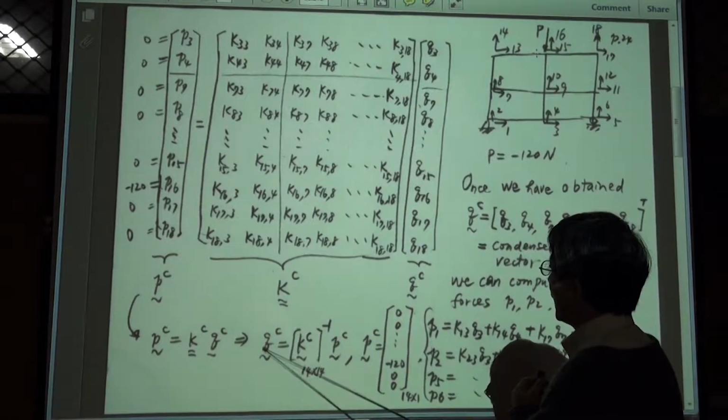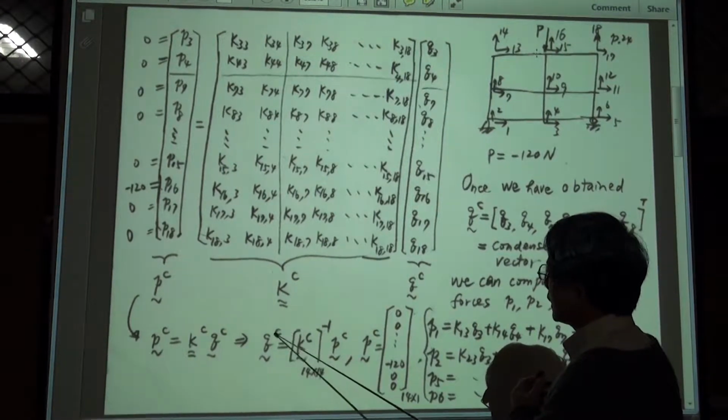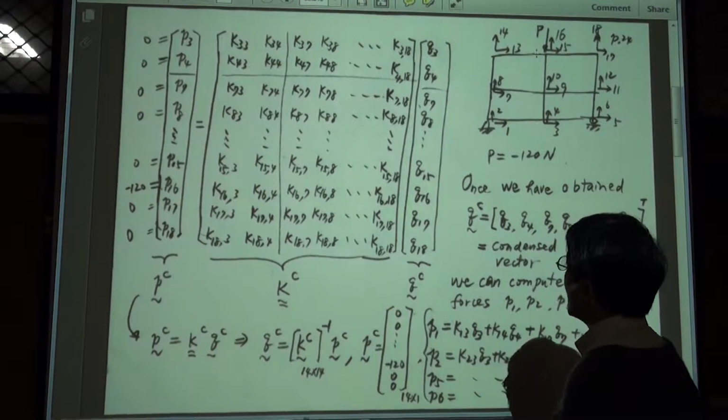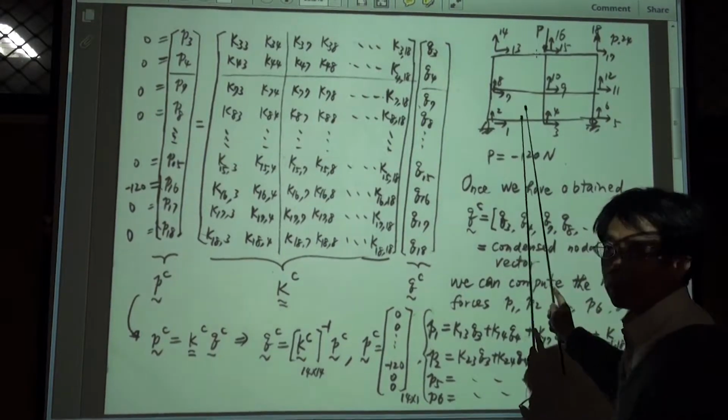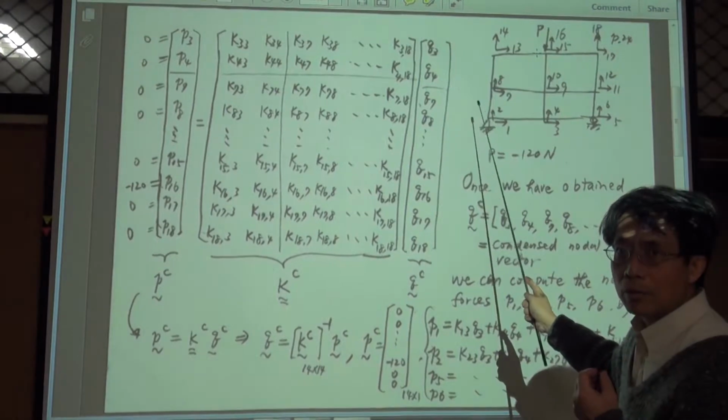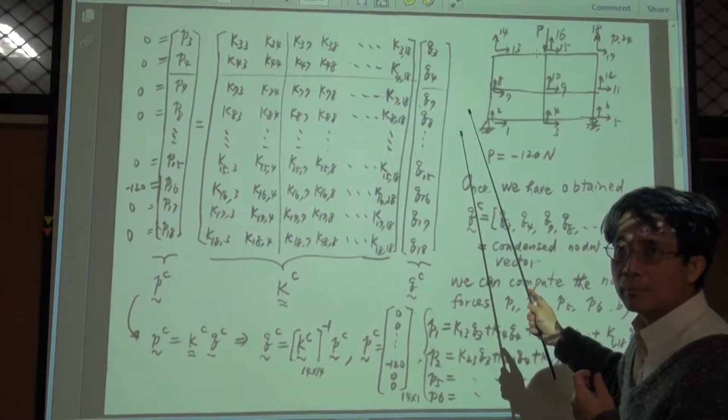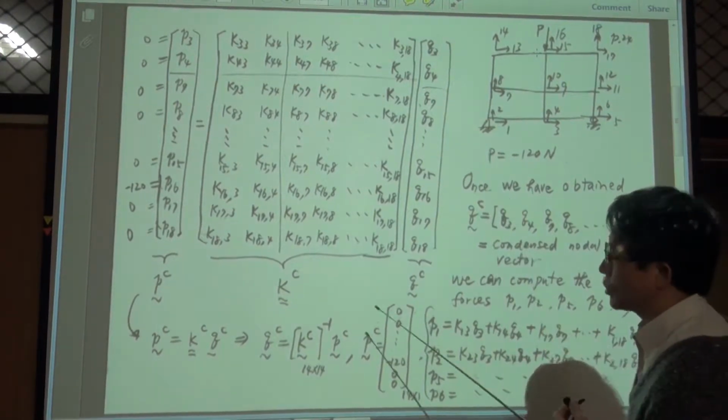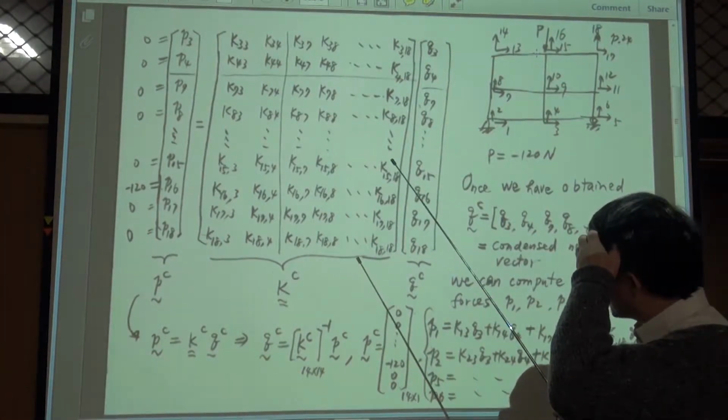Okay, so in this way, all the nodal displacements can be obtained. It means that all the displacements on the nodes of the elements are known now. So basically the problem has been solved.